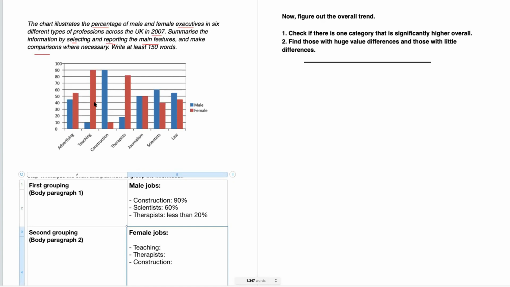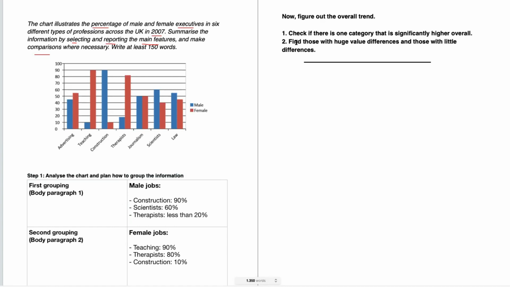I'll show you why. So I've got teaching as the highest. I will put 90% there. Therapist is just around 80%, so I'm going to put 80% here. And then for construction, since it is the lowest, I'm going to say 10%. I haven't included any of the other female jobs because those are just mid-range and they don't really call out our attention. So this is my grouping, just like we did in the previous example.